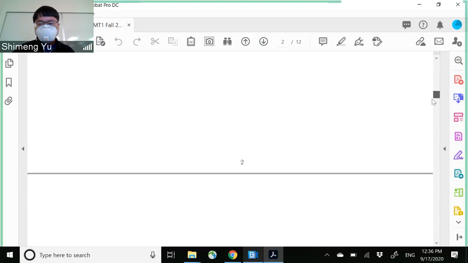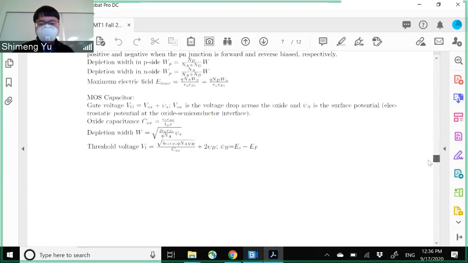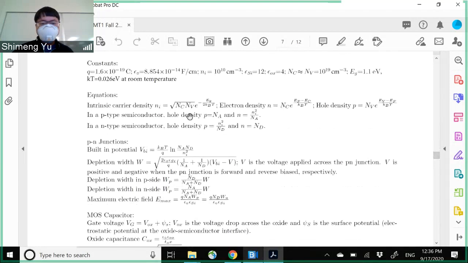If you want to look at the equation, I think we provide some equations at the end of the exam sheet. For example, here the intrinsic carrier density Ni is given by this formula: it is proportional to the exponential of negative band gap over 2 kBT. If you increase the temperature, this is in the denominator, so this whole term will be reduced, and then you have a negative sign. So you are actually increasing the overall exponential term. Okay, so this is true.